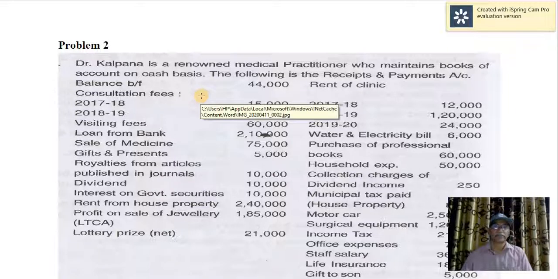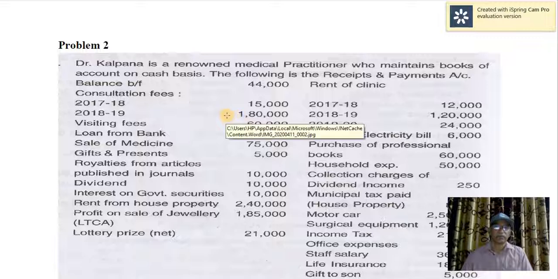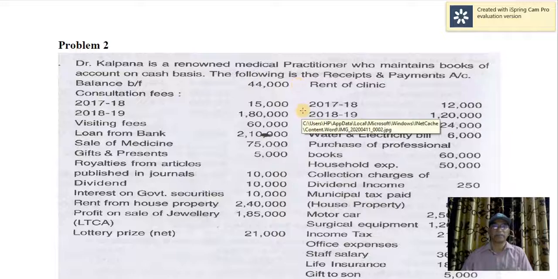So just look at the problem. Dr. Kalpana is a renowned medical practitioner who maintains books of account on cash basis. The following is the receipts and payments account. So receipts and payments account is given. In our previous example, we took up the chartered accountancy profession. Today, I am going to take up medical practitioner's profession. So we got receipts here and payments here.